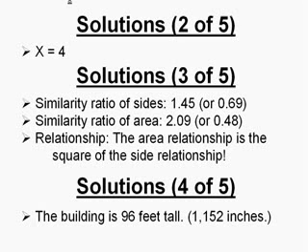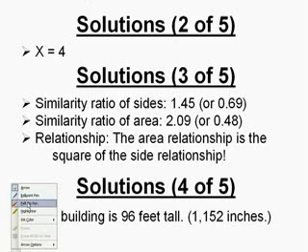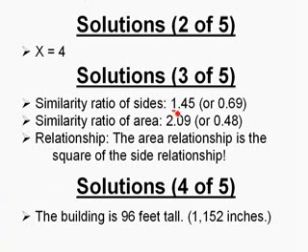The relationship for solution 3 of 5 is that the area relationship is the square of the side relationship. And also, the reason that you see two values, 1.45 or 0.69, as the ratio, is that it depends if you took the bigger or the smaller triangle as your numerator when doing the ratio. But they have the same value. If you invert the numbers, so 1 divided by 1.45, you'll get 0.69, and so on.